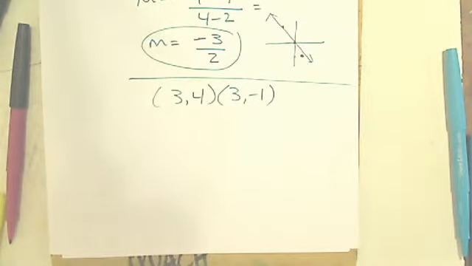3, 4, 3, negative 1. This one should kind of come to you really quickly. Label your points.